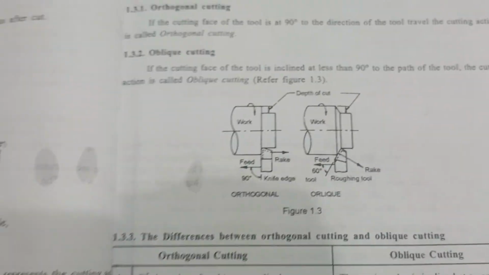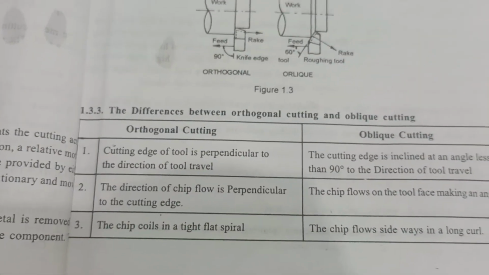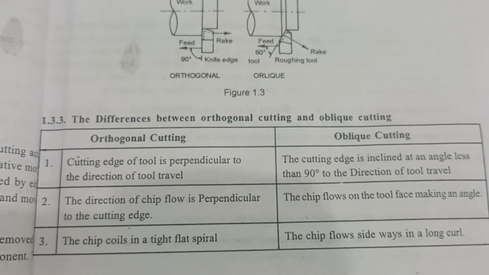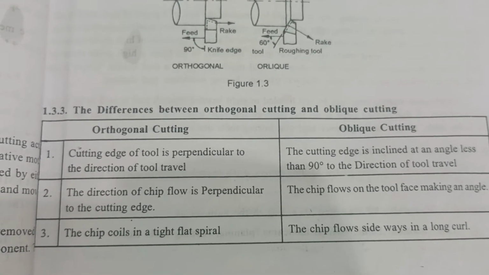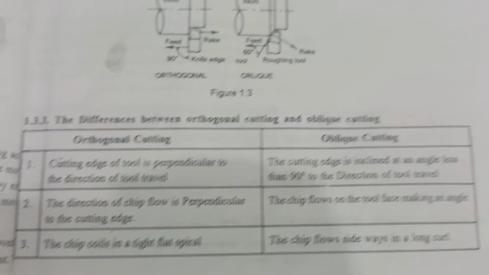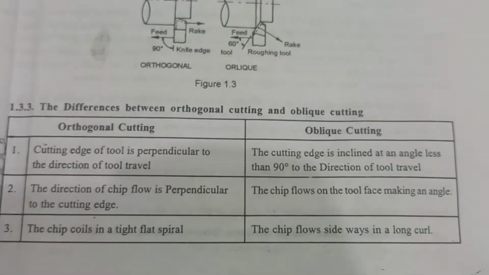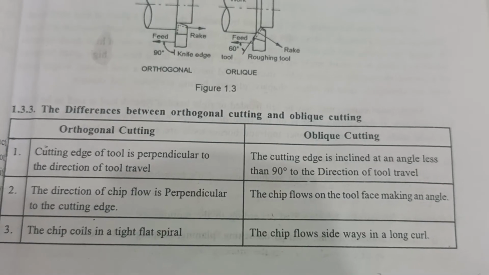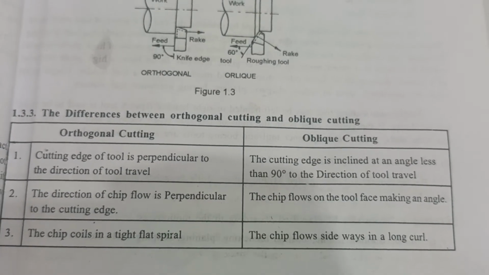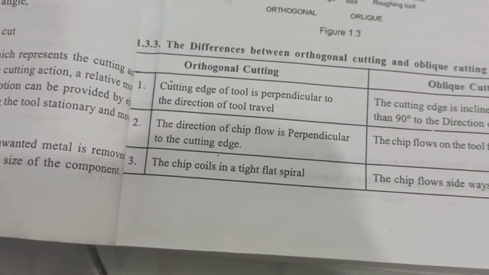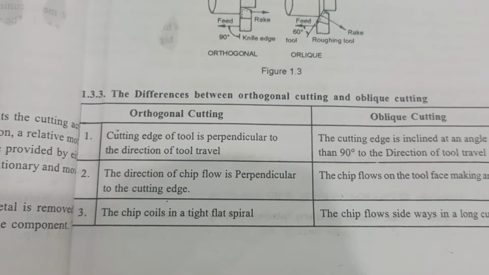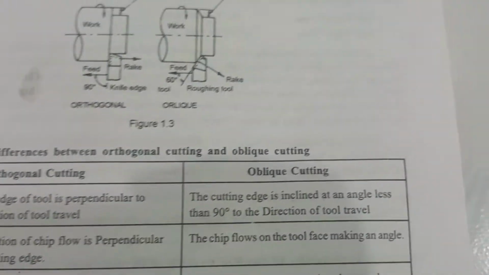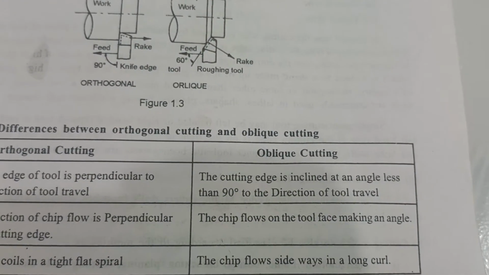And here is the table showing the difference between orthogonal cutting and oblique cutting. The first difference: in orthogonal cutting, the cutting edge of the tool is perpendicular to the direction of the tool travel. In oblique cutting, the cutting edge is inclined at an angle less than 90 degrees to the direction of the tool travel. The second difference: in orthogonal cutting, the direction of the chip flow is perpendicular to the cutting edge. In oblique cutting, the chip flows on the tool face making an angle.